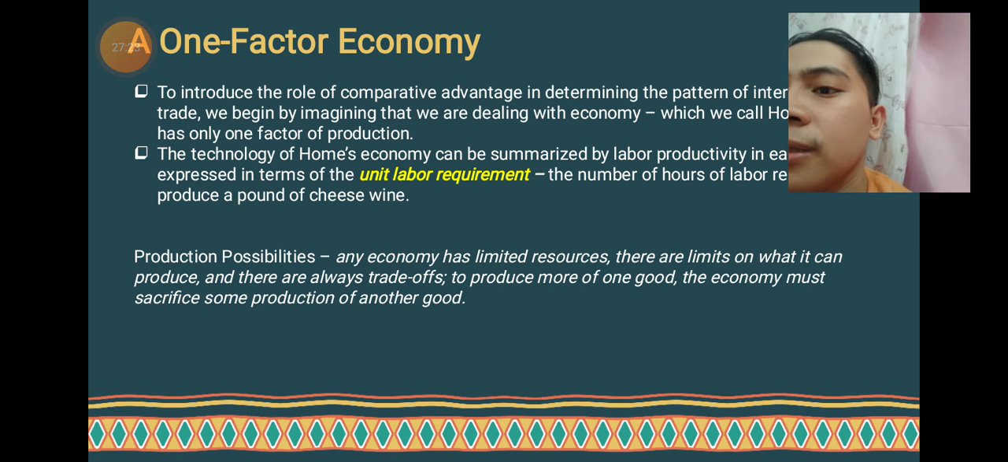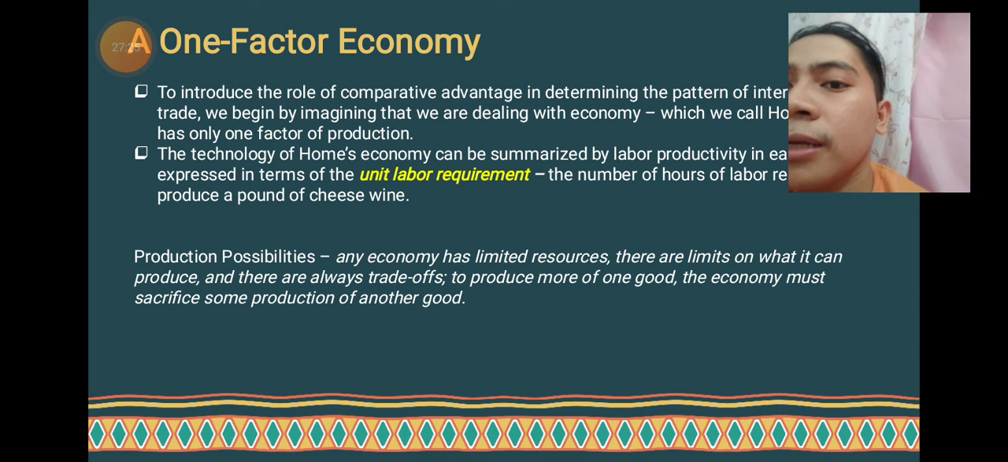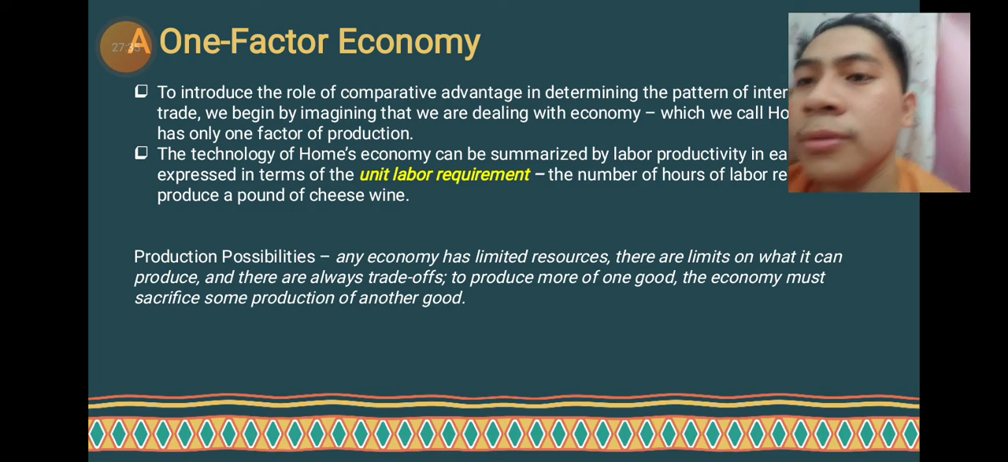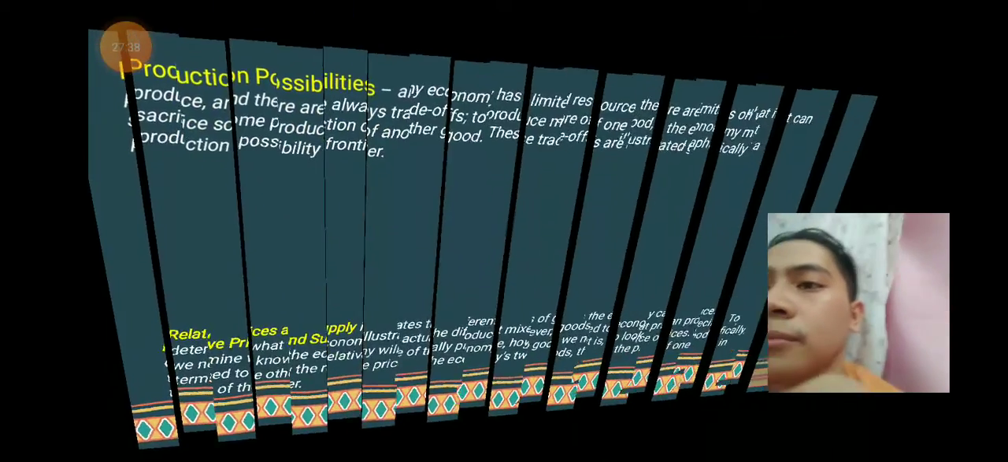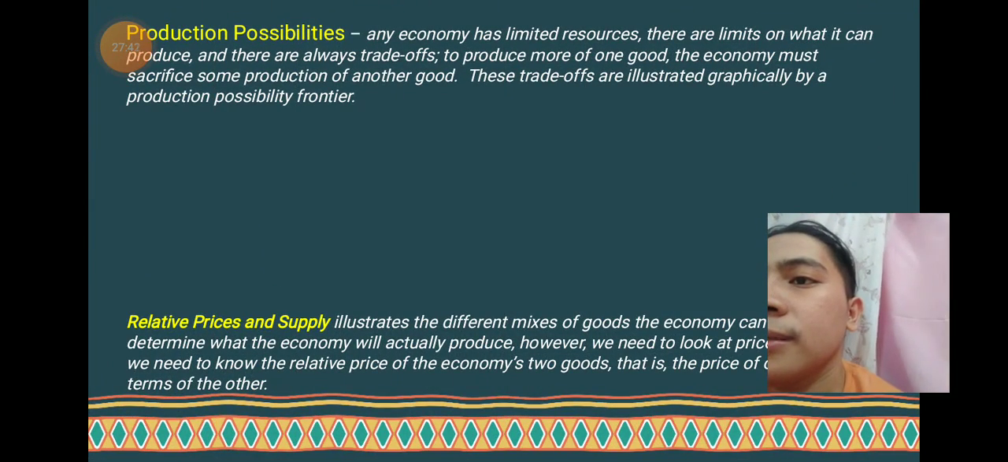Production possibilities. Any economy has limited resources. There are limits on what it can produce, and there are always trade-offs to produce more of one good. The economy must sacrifice some production of another good. These trade-offs are illustrated graphically by a production possibility frontier.